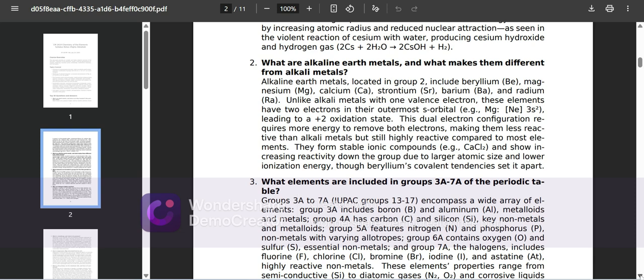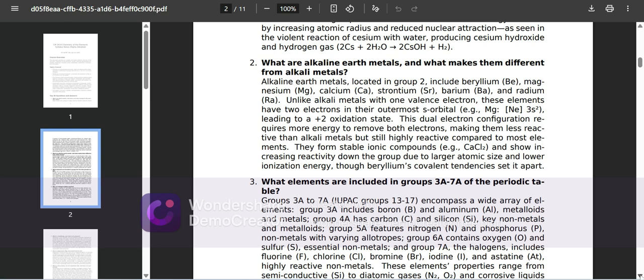What are alkaline earth metals and what makes them different from alkali metals? Alkaline earth metals are located in group 2, including beryllium, magnesium, calcium, strontium, barium, and radium. Unlike alkali metals with one valence electron, these elements have two electrons in their outermost s orbitals. Example: magnesium, neon 3s2, leading to a +2 oxidation state.